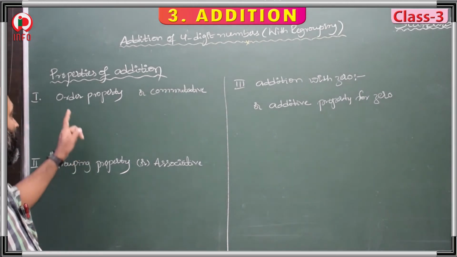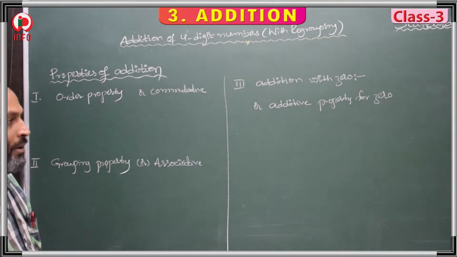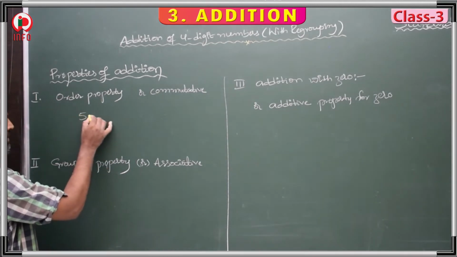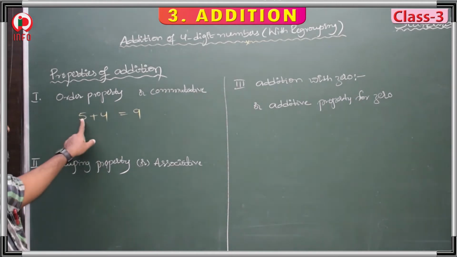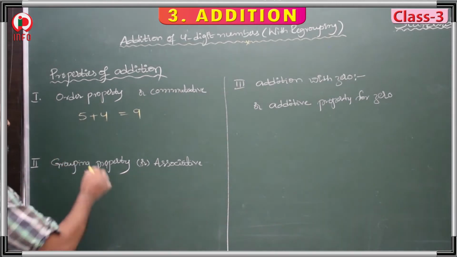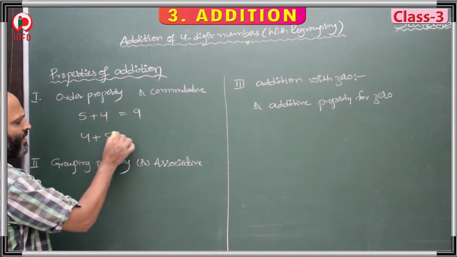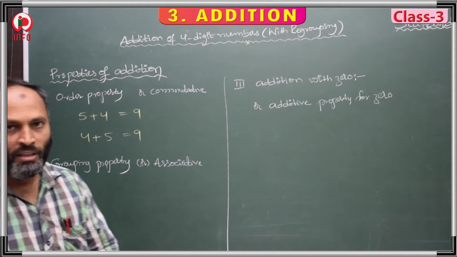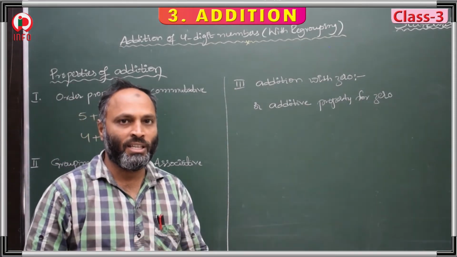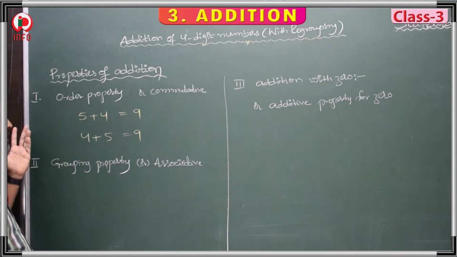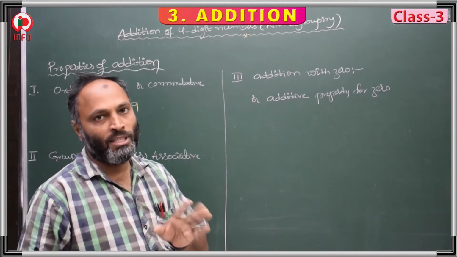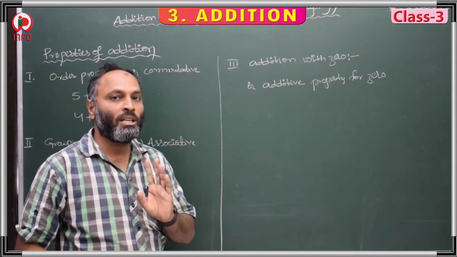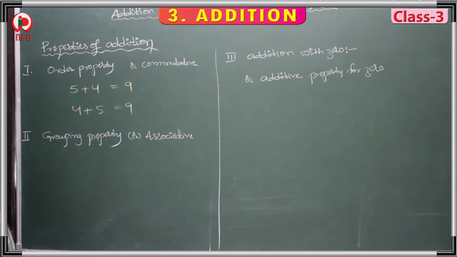Yes, now here is the order property, or commutative property. Suppose a number is there, 5 plus 4. If I add 5 plus 4, then what is the answer? 5 plus 4 is 9. If the order of the addends changes, this is the first addend, this is the second addend, and I take the second addend first and the first addend next, then the answer will never change. Whether you add 5 plus 4 or 4 plus 5, your answer remains the same. There is no change in your answer. So this is the order property.